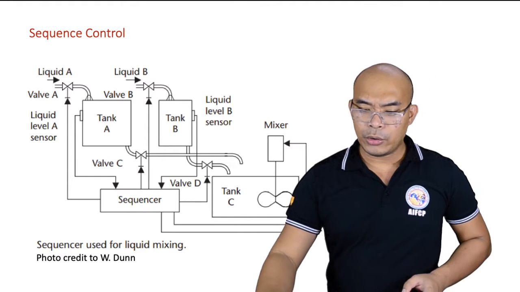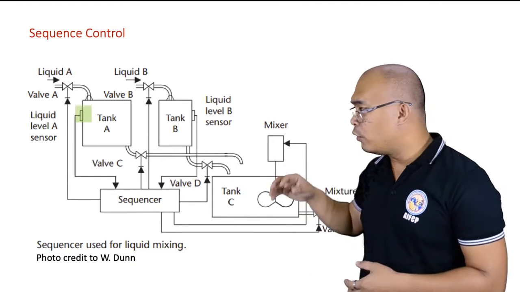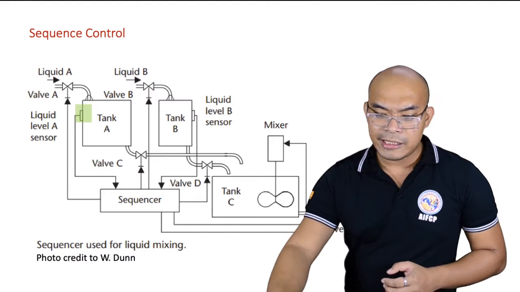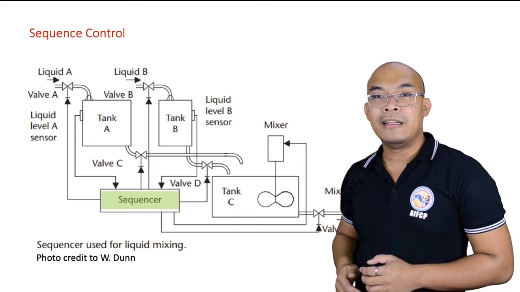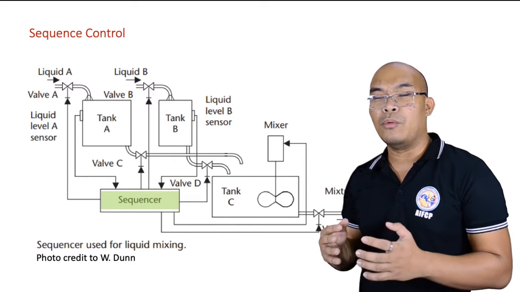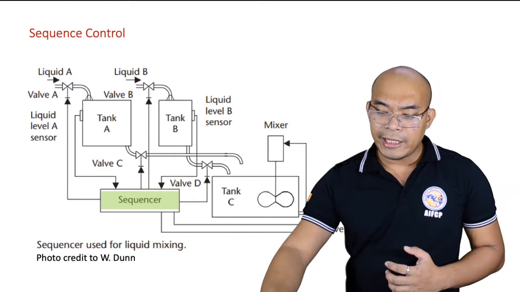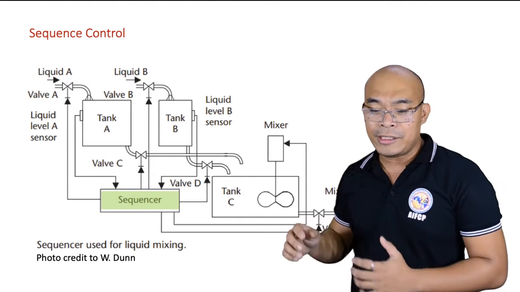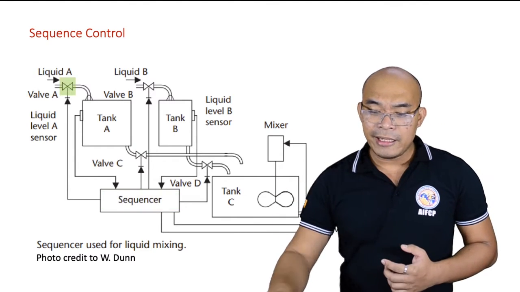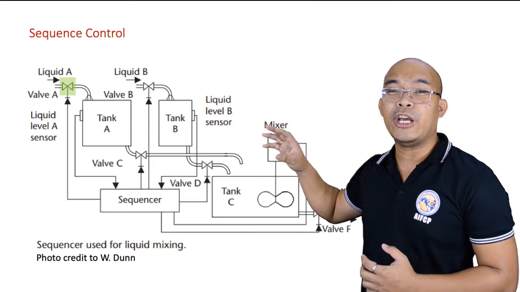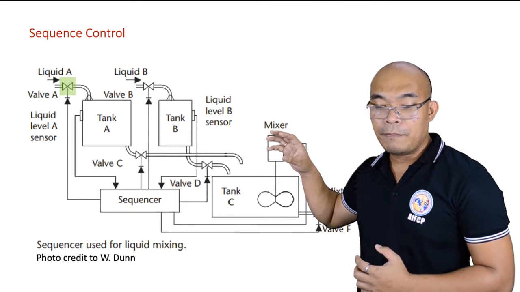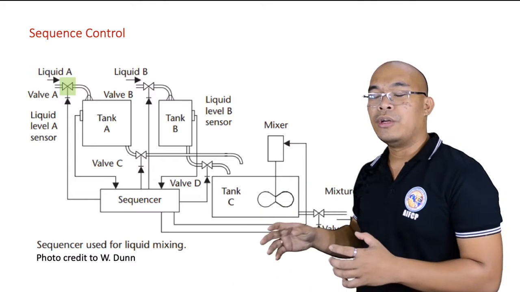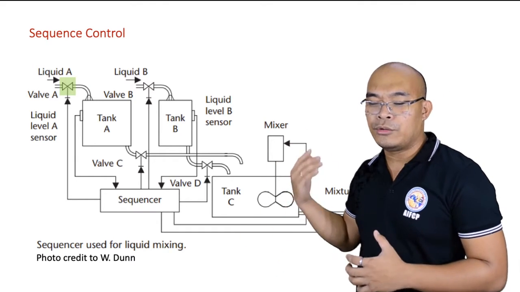So, yung sequence nito is, for example, yung sensor natin dyan, yung level sensor natin, magsisend niya ngayon ng signal dun sa sequencer natin. Nasabihin niya na anong level, kung meron bang laman or wala. And then, the sequencer, pag empty yung tank natin, the sequencer will send a signal to this valve here. I-open niya yung valve A para makadalo yung liquid.